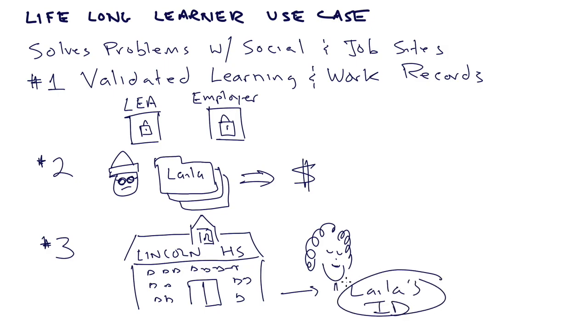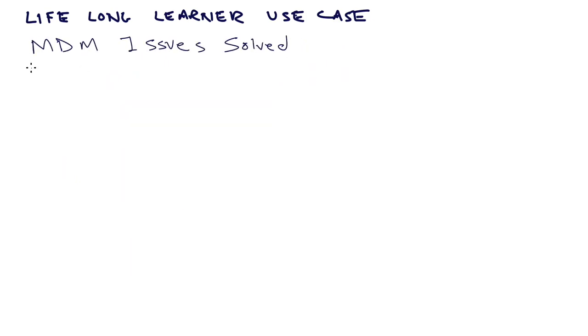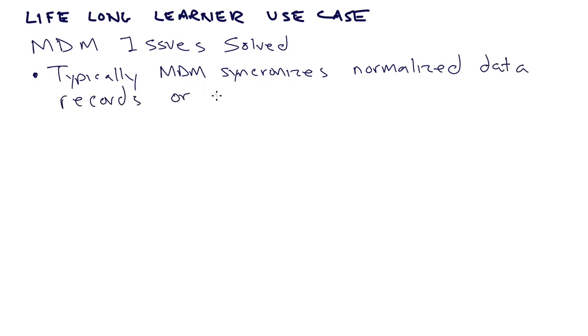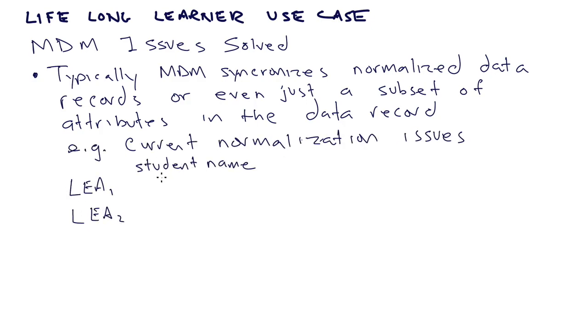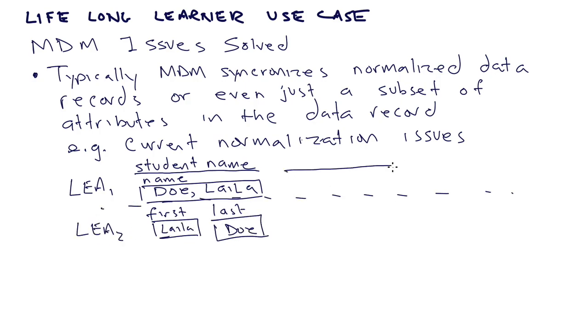But there still are other issues around MDM that need to be resolved. Number one is data normalization. In other words, we have many education authorities that store similar data about students, such as date of enrollment, courses taken, diplomas, certificates, degrees, etc. But the education authorities often store this information differently.